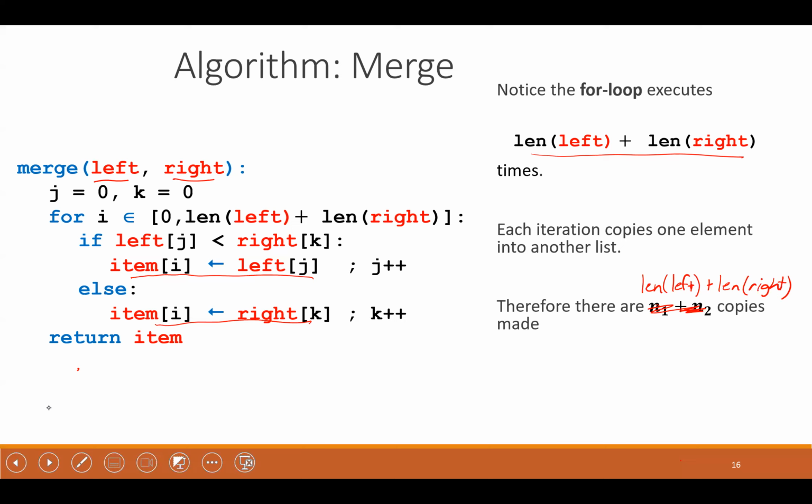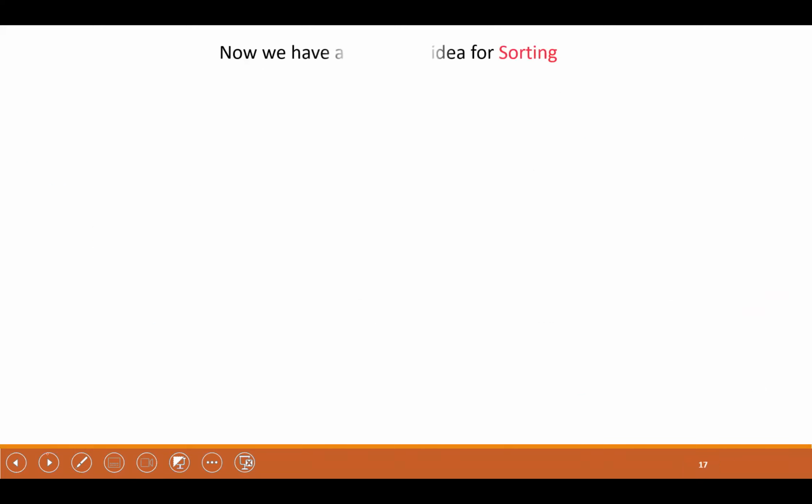Okay, any questions on that? Okay. So yeah, this is basically the sum of the lengths of both lists. So we have a rough idea now, well, not even a rough idea, a pretty exacting idea of how many significant operations are performed during a merge. And we have successfully taken two sorted lists and made one big sorted list. So our induction works. So now we have a complete idea for sorting. We have a base case, we have the recursive case, and if the recursive case works, then the whole thing works.